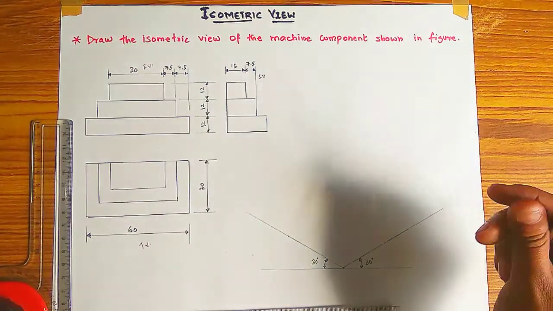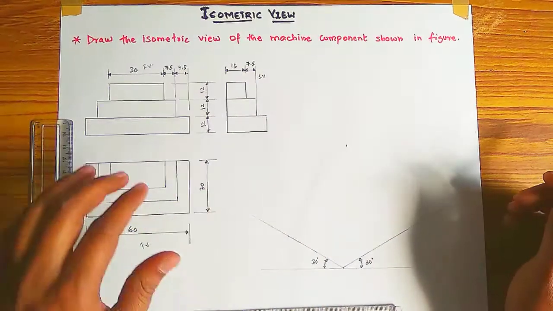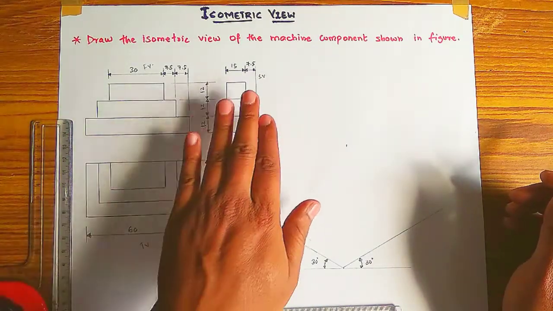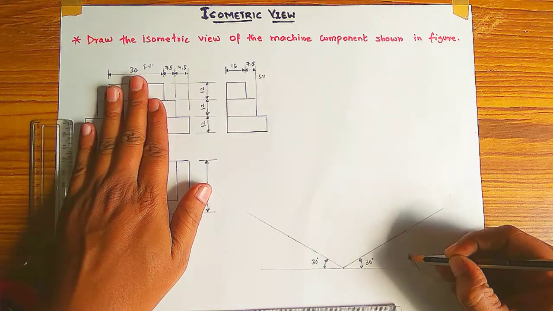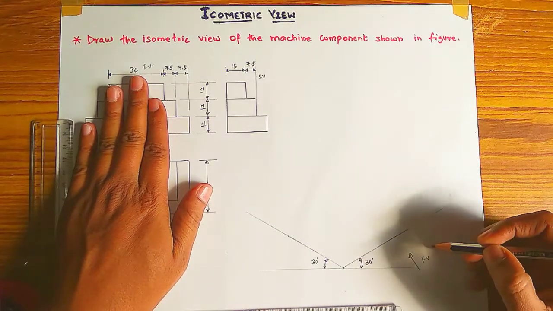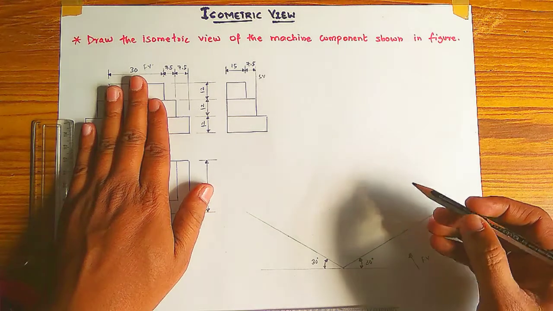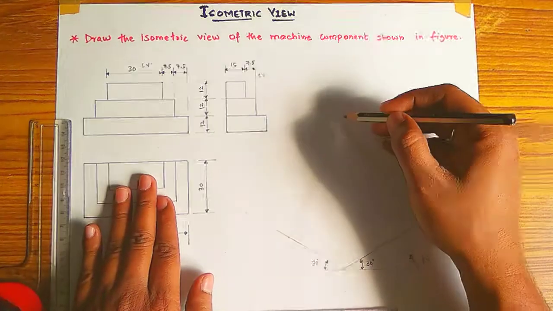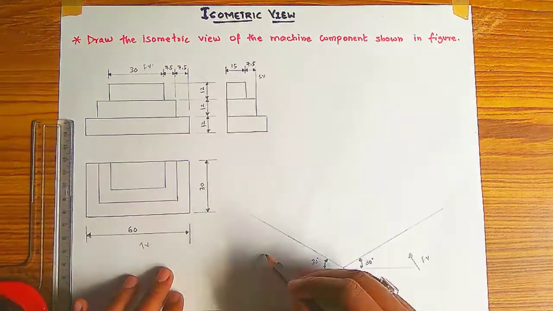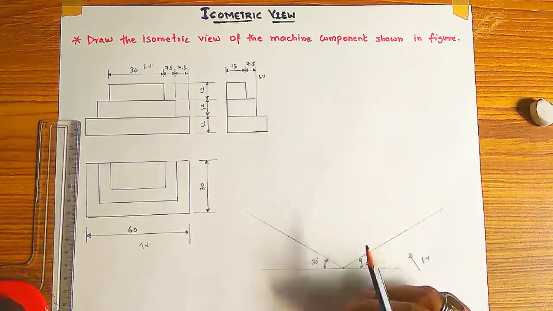Now I will start my question. Draw the isometric view of the machine component shown in the figure. This is the front view, this is the top view, and this is the side view. According to this, first I am drawing the front view from here. You can draw from here also or here also; it depends on you. I am drawing this front view from here, the top view from the upside, and the side view from this side. Automatically you will have all the figures of the isometric view.